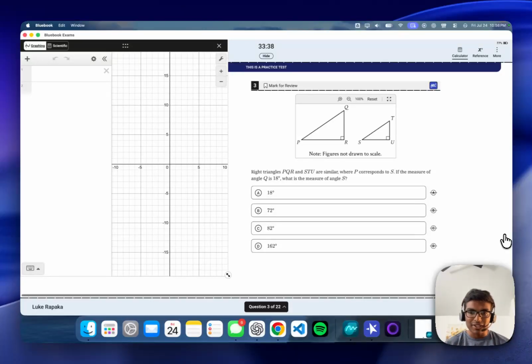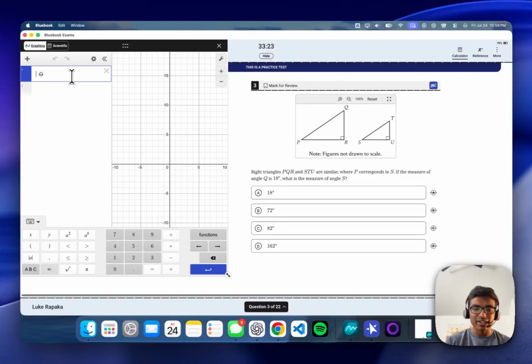All right, right triangles PQR and STU are similar. If the measure of Q up here is 18, what is the value of S? So first thing, we know in a triangle there's 180 degrees, right? We are trying to find the value of angle S. Since these triangles are similar, they're going to have the same angle measures. So we know that Q is 18, so that means T would be 18.